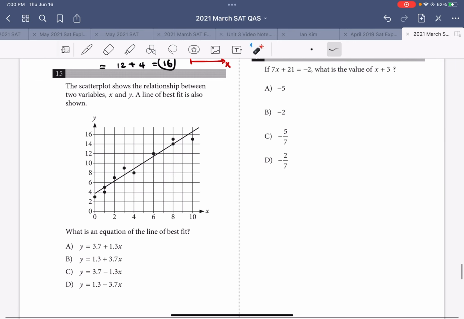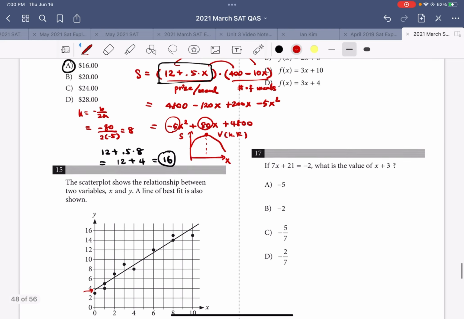Number 15. The scatter plot shows the relationship between two variables x and y. The line of best fit is shown. So what is the equation of the line of best fit? The y-intercept is around 3.7, so not 1.3. And then the slope is positive, so not a negative slope. So answer A. You don't need to compute. By looking at it, you can pick the right answer.